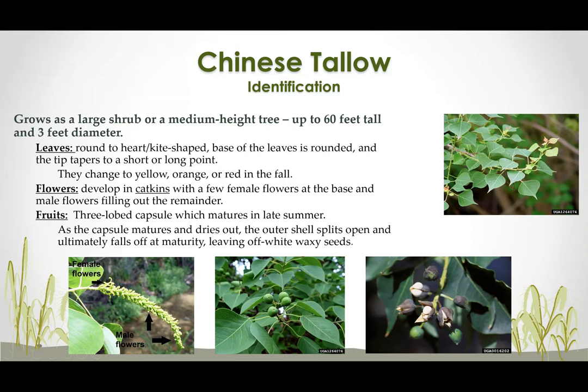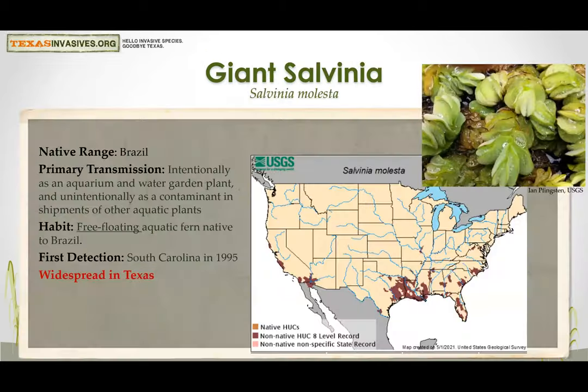We'll talk a little bit more on management when we get into some of the herbicides and treatments that you can use. It does start as a small little seedling, but it can easily grow up to 30 feet tall and 3 feet in diameter. It can definitely grow rapidly and tall.